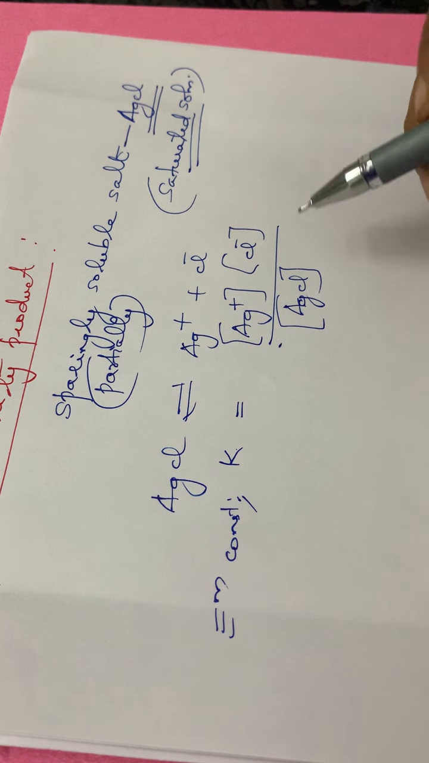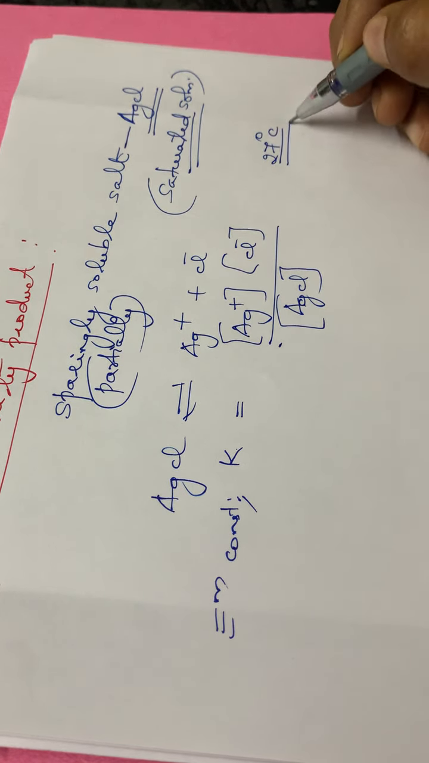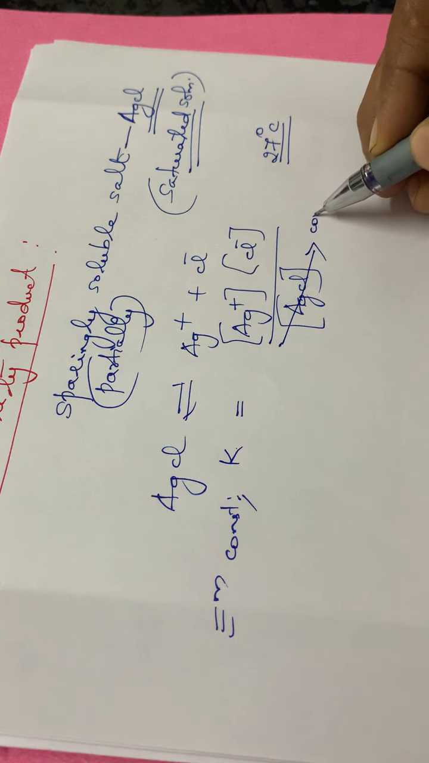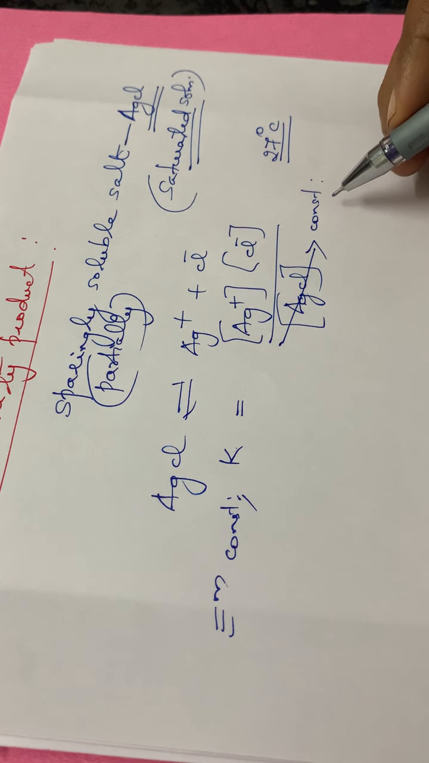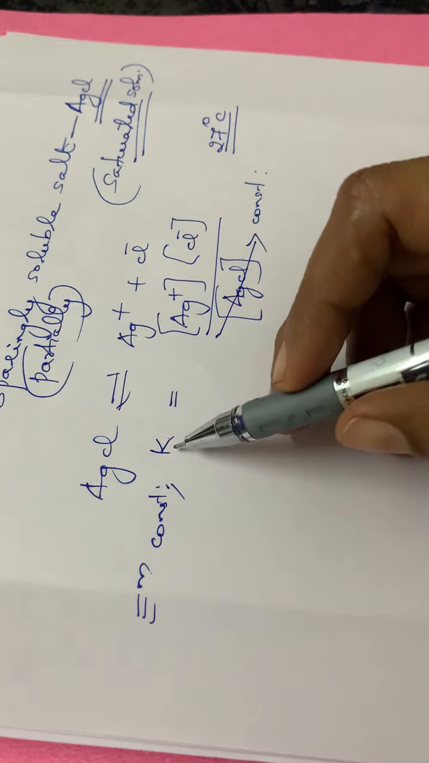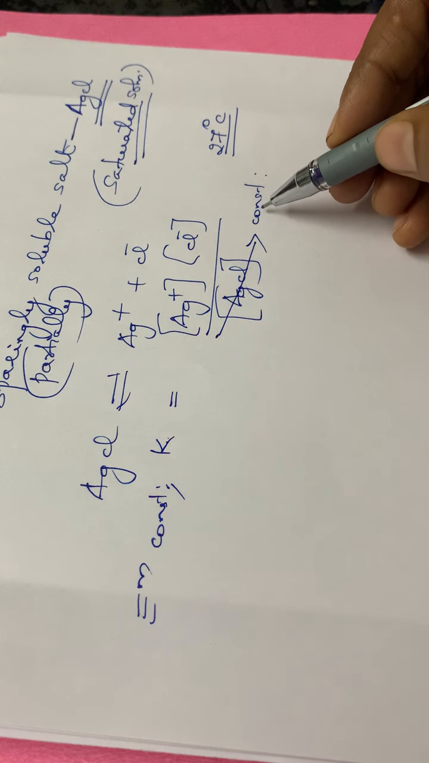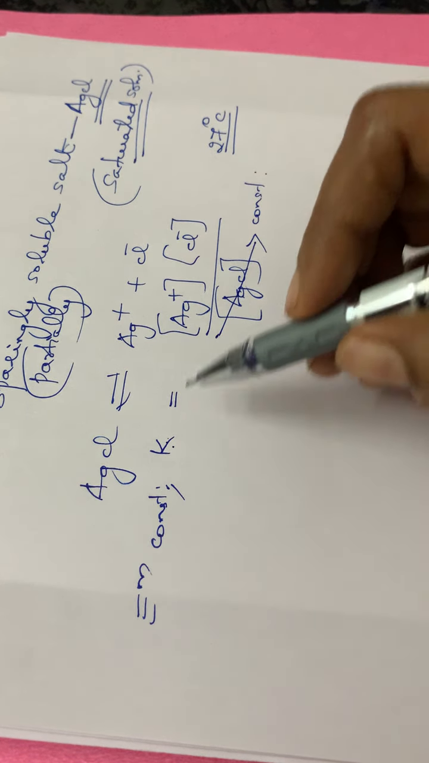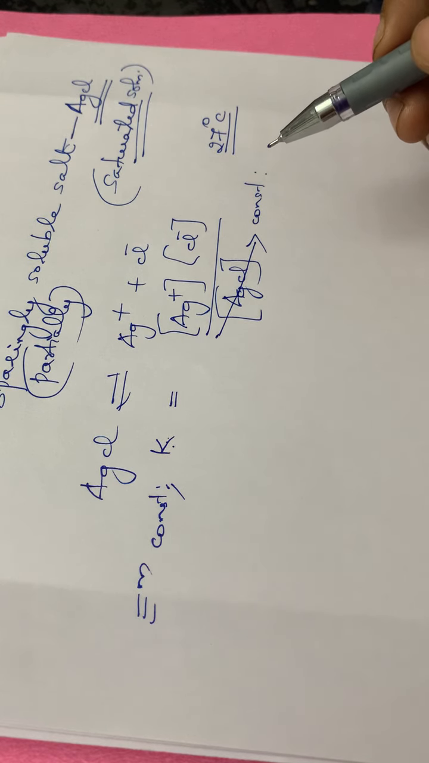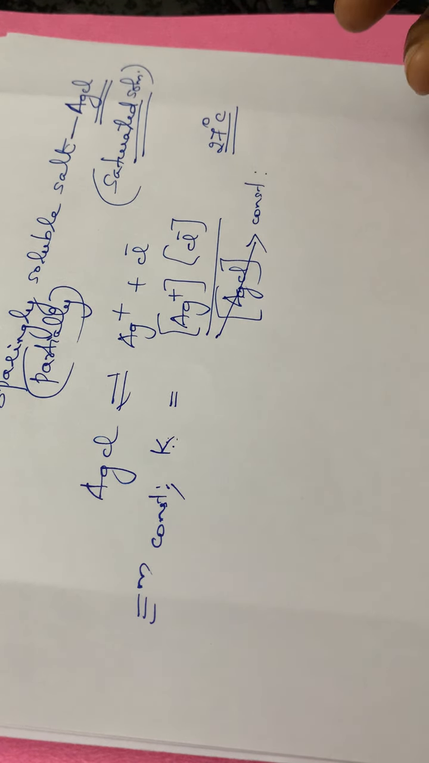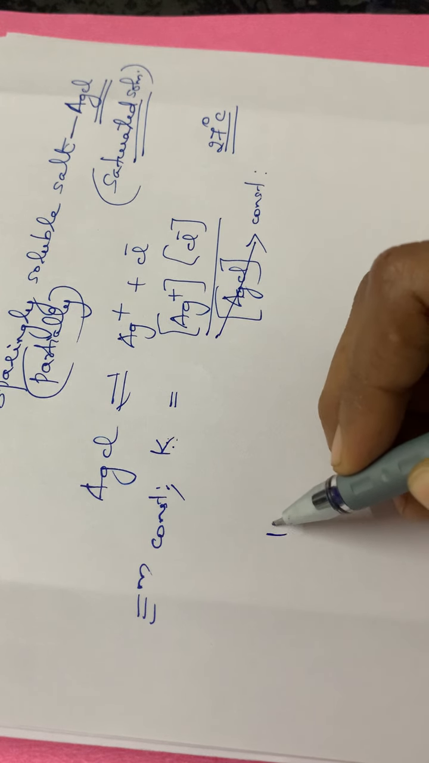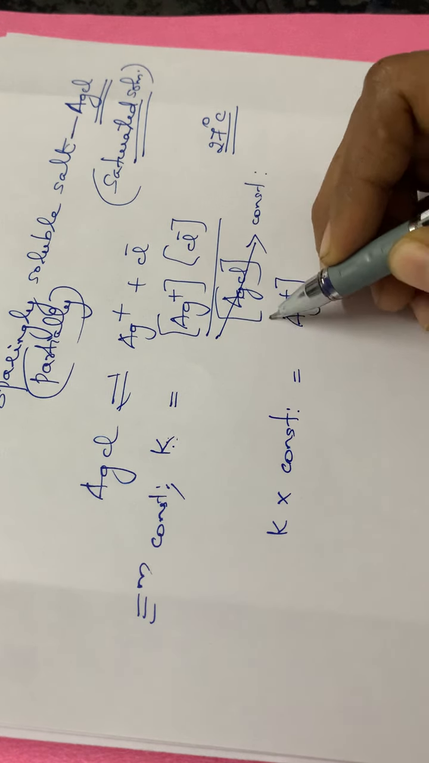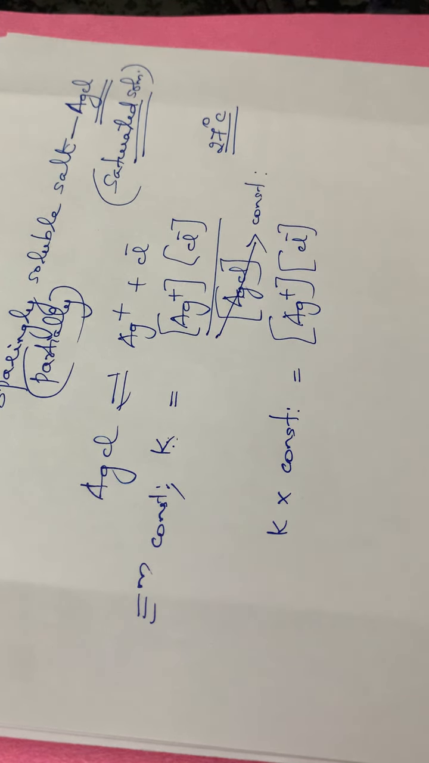Okay, so at a particular temperature, say let it be 27 degrees Celsius, what happens? This concentration of AgCl will be a constant. So again we can cross multiply these two, K into a particular constant. That is, K is a constant. This concentration of AgCl is also a constant. A constant into a constant value means it will be another constant. So K into constant is equal to concentration of Ag plus into concentration of Cl minus.